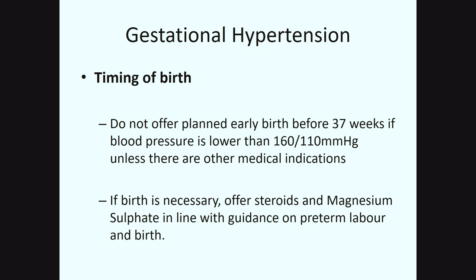What about the delivery and the timing of birth in gestational hypertension? Do not offer planned early birth before 37 weeks if the blood pressure is lower than 160/110, unless there are other medical indicators. So if the blood pressure is less than 160/110, you try to maintain the pregnancy up to 37 weeks if there are no other medical indications. If birth is necessary, offer steroids and magnesium sulfate in line with the guidelines on preterm labor and birth.